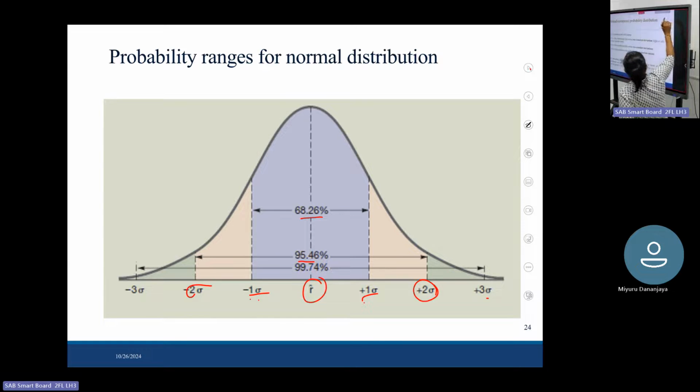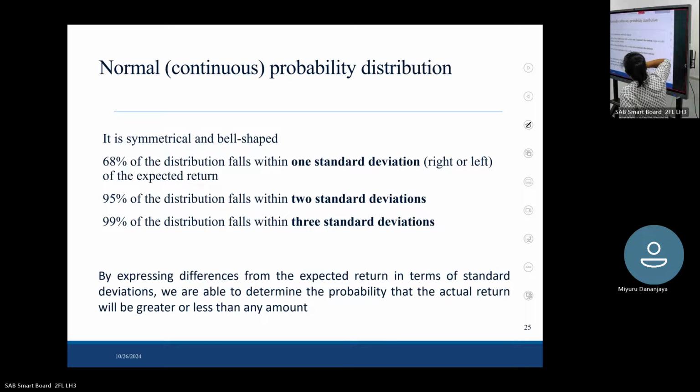So therefore, by expressing the difference from the expected return in terms of the standard deviation, we are able to determine the probability that the actual return will be greater than or less than any amount. So, as an investor, if you want to know the probability of getting zero return, using this average and standard deviation, you can identify that probability.